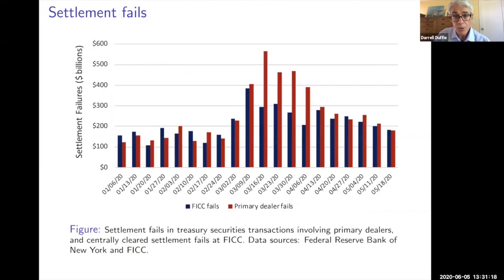The other issue, the last issue that I want to address is fails. Well, this means that you said you were going to provide the Treasury securities tomorrow, but you didn't actually provide them. And that doesn't mean that you're going into bankruptcy. It just means that your commitment rolls over for another day with a penalty. And normally those fails, you would want them to be not too big. And in the first part of this year, they were on the order of 100 billion a day.